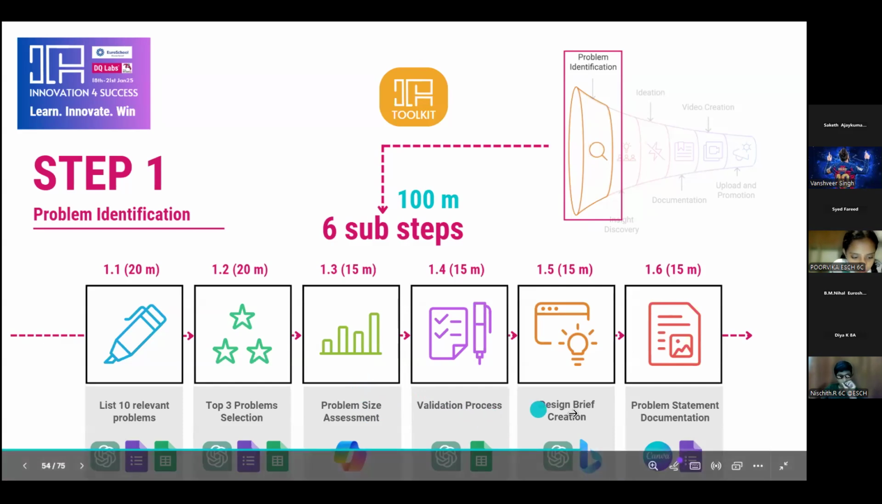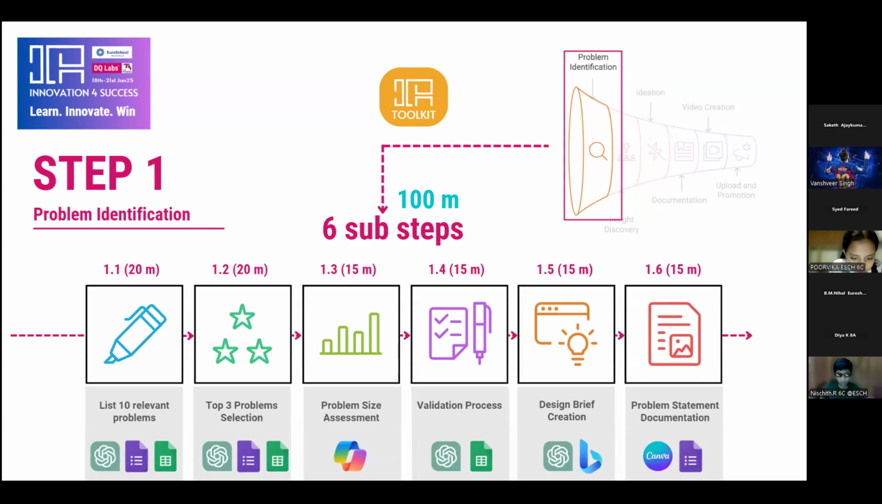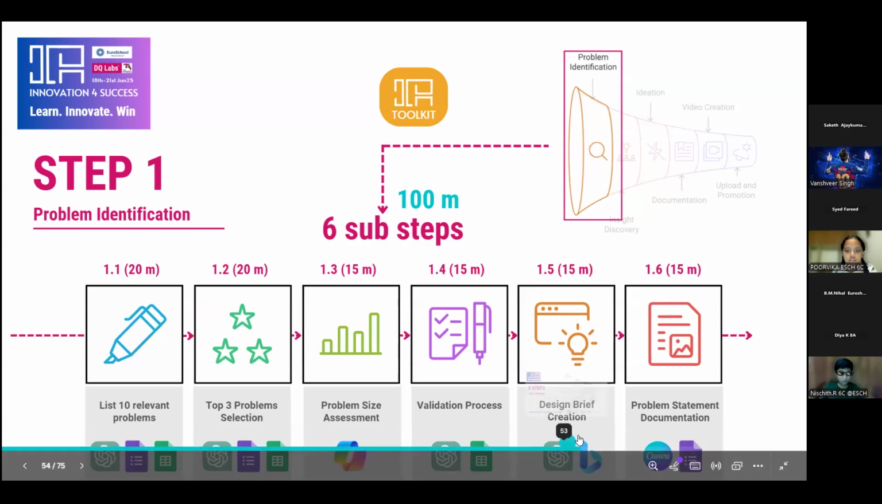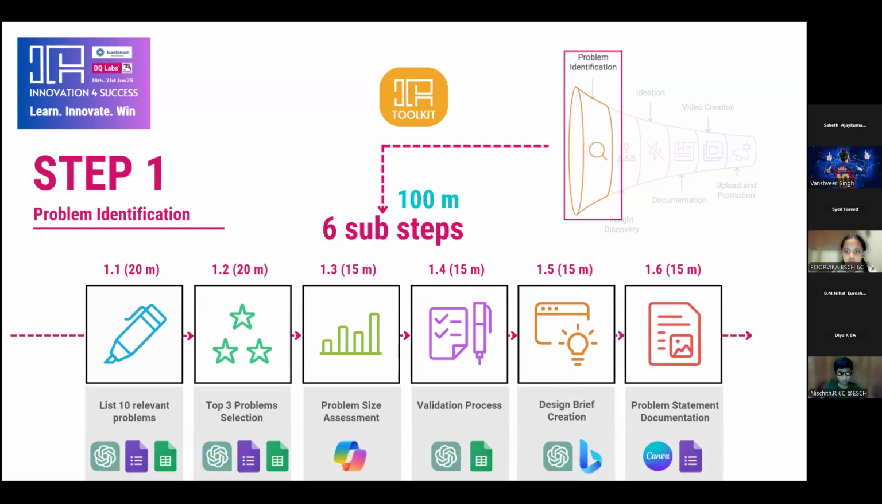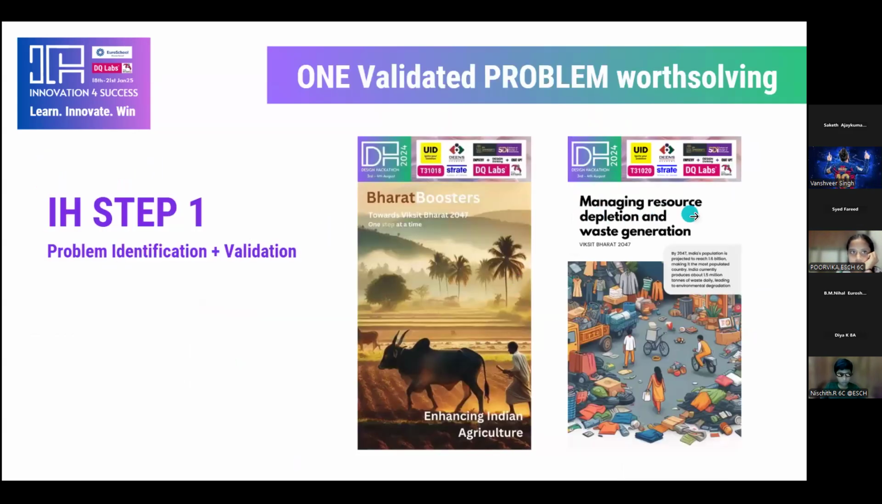After this, you will have to learn how to describe your problem. You'll be given another ChatGPT prompt, which will help you create a design brief that helps us understand what you're trying to say in fewer words. For example, here it says managing resource depletion and waste generation. This is a very simple statement that's helping me understand what the problem is. So there'll be a ChatGPT prompt given to you, which will help you communicate what your problem is better.